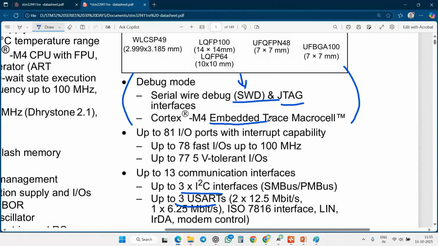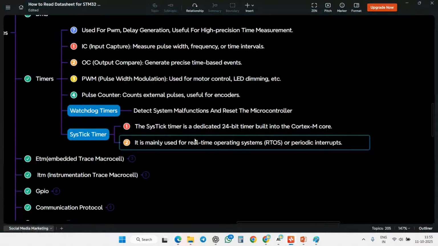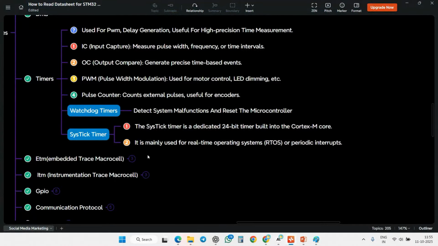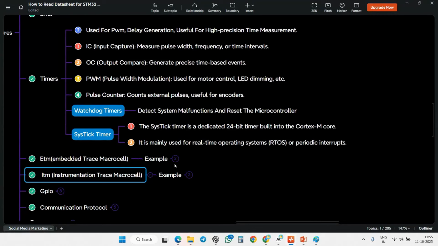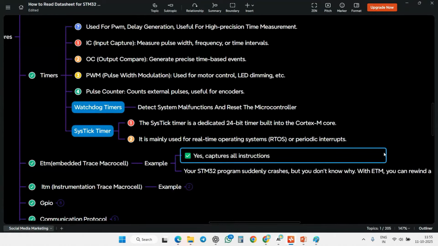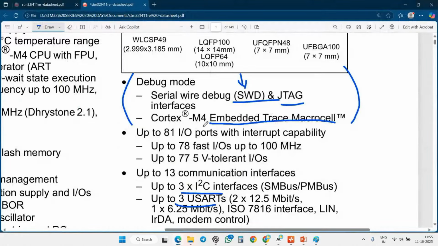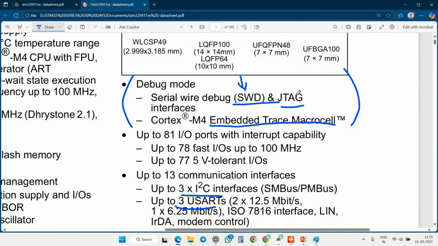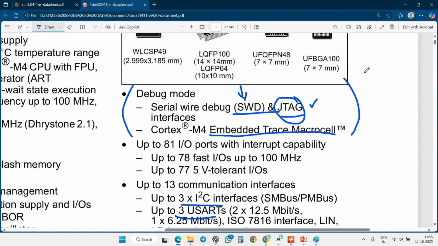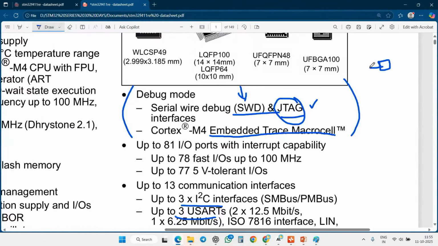Along with that, we have the embedded trace macrocell. What is the meaning of embedded trace macrocell? And the ITM parameters are also there. It helps to capture all the instructions. Along with that, we have an ETM. Here we can also use JTAG, but here we are using serial wire debug. The flow is that through USB you collect the data, through ST-Link all the data is sent, and finally you get the serial wire debug.